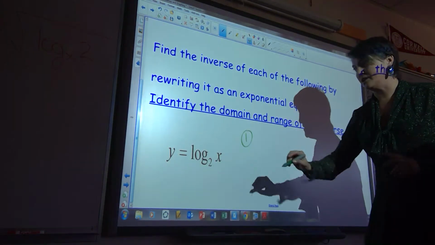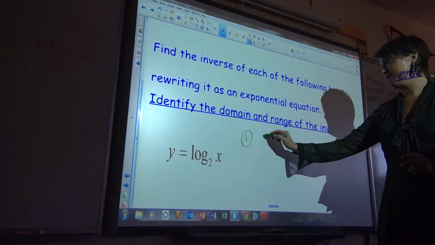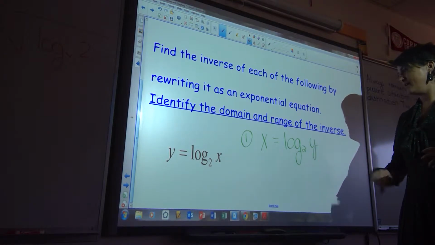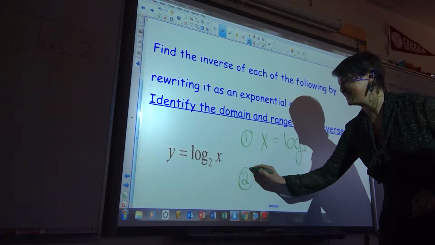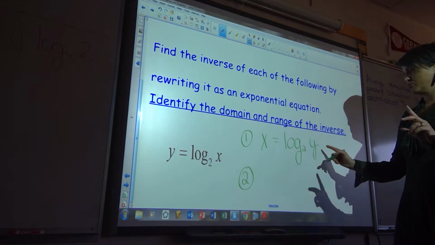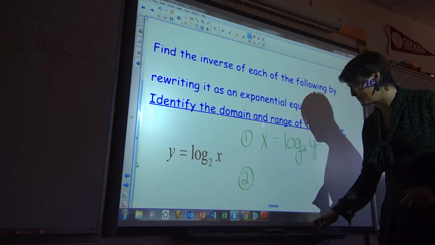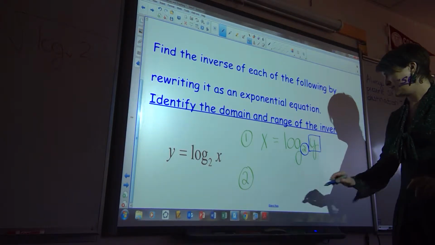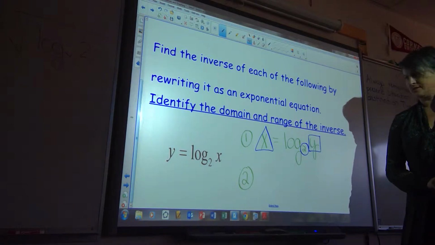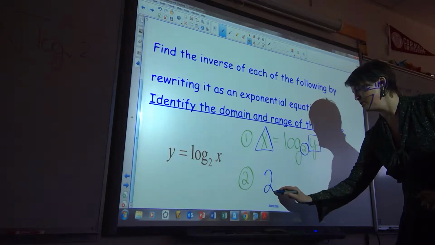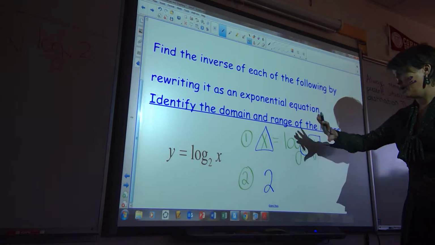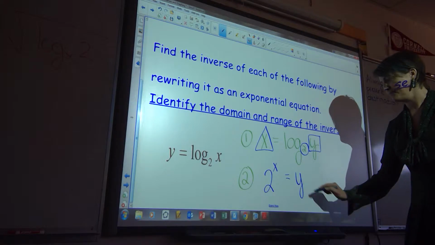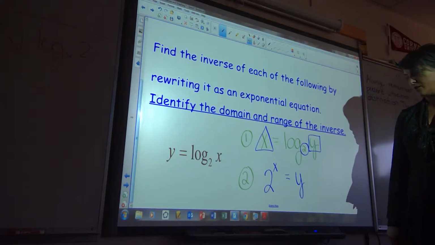My first step would be to switch x and y. So I would have x is equal to log base 2 of y. And then to get the y by itself, I have to rewrite the log in its exponential form. So here's one piece, here's another piece, and here's the third piece. So this would be 2, base 2. Now, a log is an exponent, so the x goes there, and then it equals y. So that would be your inverse equation.